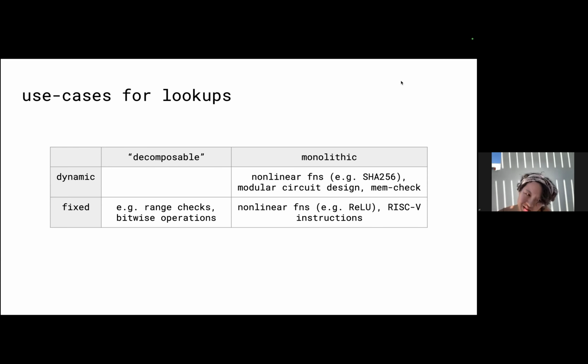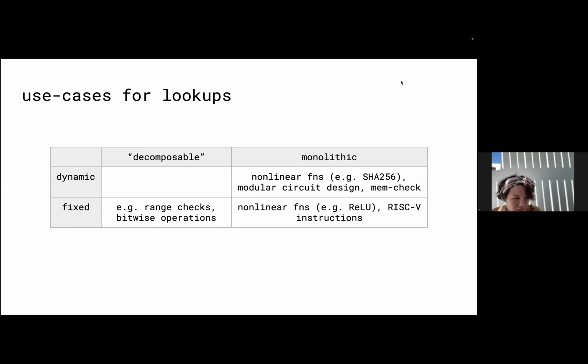The third class that I think about is dynamic lookups that are monolithic. Dynamic here means that it's not possible to enumerate the whole mapping of the function. For example, SHA-256: you cannot enumerate 2 to the 256 possible inputs. So basically the table of values is changing all the time, depending on the inputs.